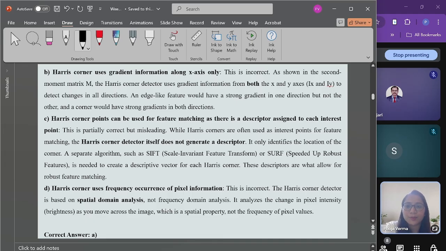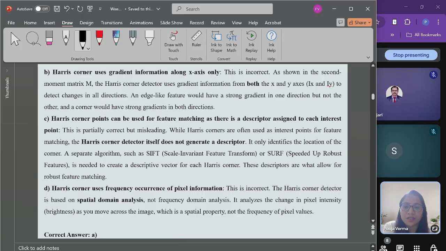Now the next option is option C: Harris corner points can be used for feature matching as there is a descriptor assigned to each interest point. This can be partially correct, but it is misleading. While Harris corners are often used as interest points for feature matching, the Harris corner detector itself does not generate a descriptor. It only identifies the location of the corner; a separate algorithm, either SIFT or SURF, that is scale invariant feature transform or speeded up robust features, creates the descriptor. So this is also not exactly correct.